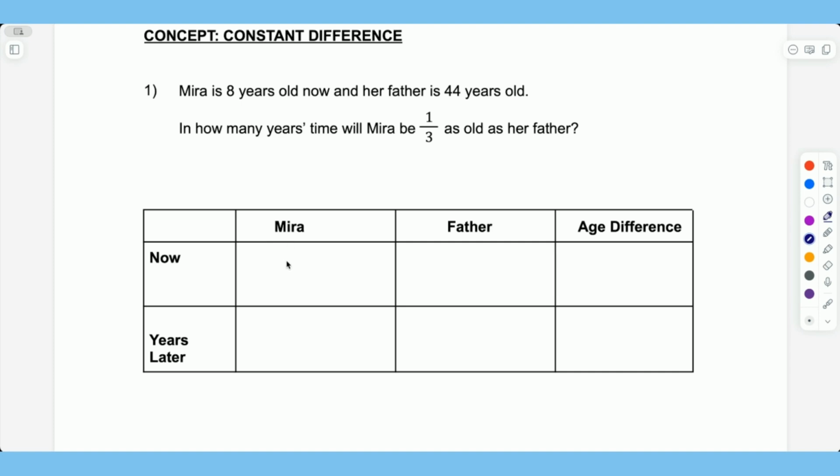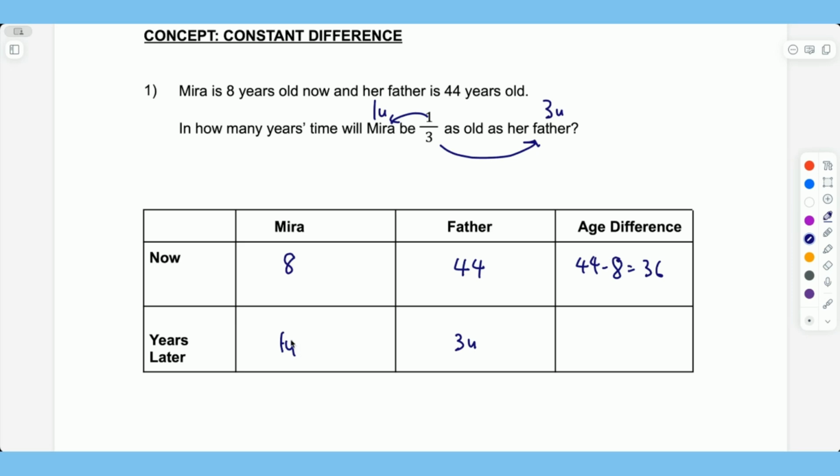Right now, Myra is 8 years old and her father is 44 years old. The difference between them will be 44 minus 8, which is 36 years. And in how many years' time will Myra be 1/3 as old as her father? That means Myra will be 1 unit and her father is 3 units. So some years later, Myra will be 1 unit and her father will be 3 units.